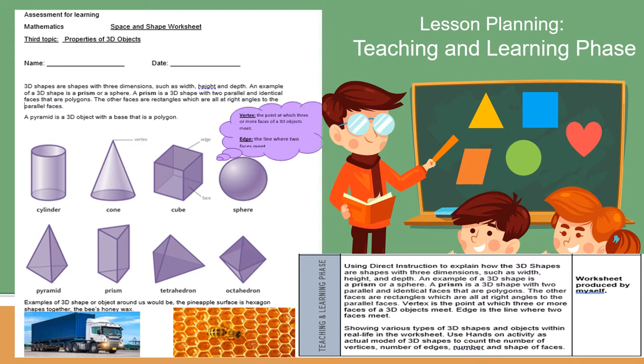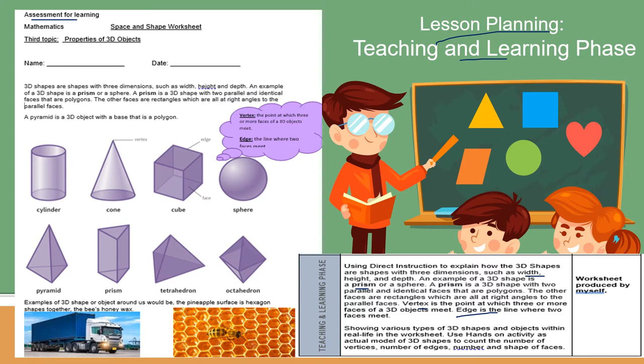Okay, moving on to lesson planning and the teaching and learning phase. This is when I pull up my worksheets. According to CAPS, it really recommends going through what is a prism, and going through what is an edge and a vertex. Let me just read through my lesson plan using direct instruction. You explain 3D shapes, objects and shapes having three dimensions, which is width, height and depth. Okay, that's actually very mixed up. Excuse me, this is supposed to be length.